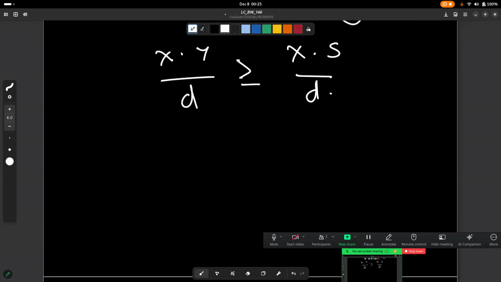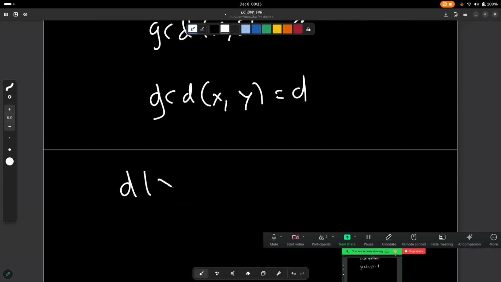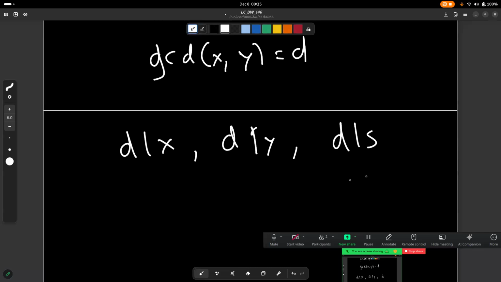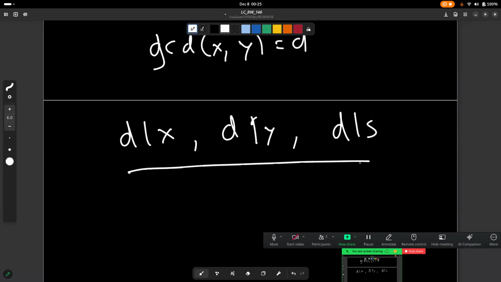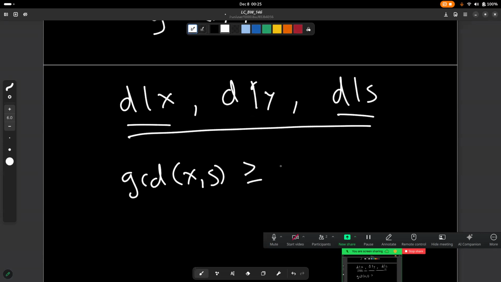Also, one valid question would be, how do we guarantee that GCD of X and S is equal to D? The answer is you don't need to guarantee this. Since GCD of X and Y was D, this implies that D divides X, D divides Y, and D also divides S because you're considering the smallest multiple of D. So you have these three things. Now what that means is that for the greatest common divisor of X and S, D divides X and D divides S, so it's going to be at least this D.